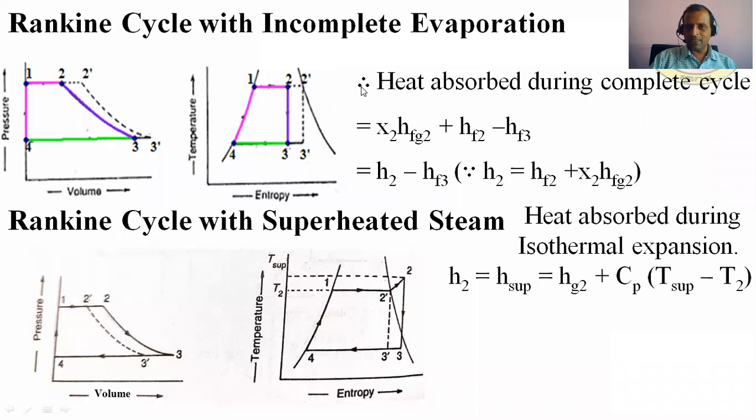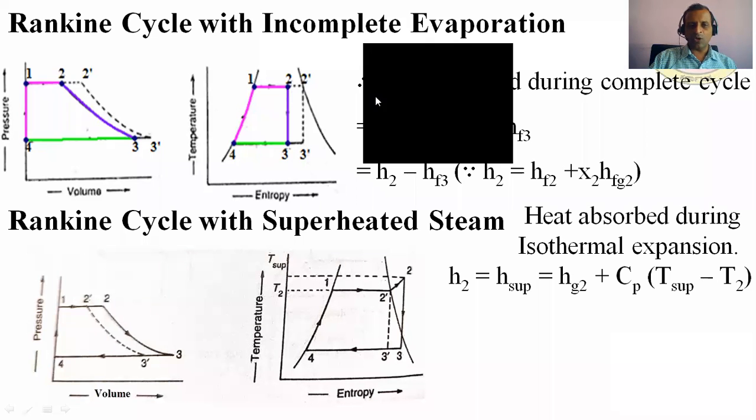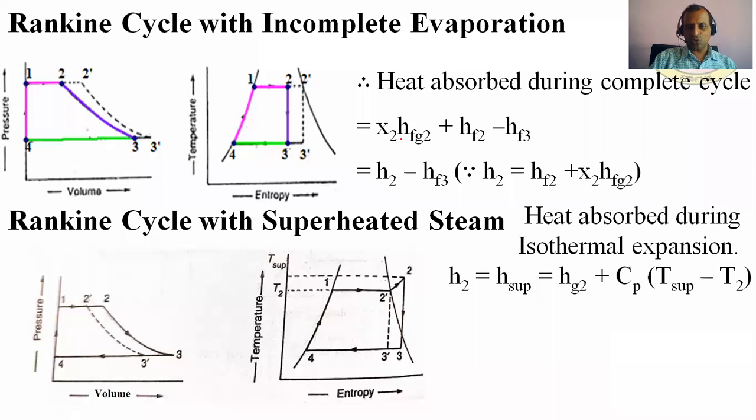But what we are saying in this topic is incomplete evaporation. It means that if evaporation is not total, it should come up to 2. So when it comes to 2, the heat absorbed during the complete cycle is x2 hfg2 plus hf2 minus hf3. So this is the heat absorbed during the complete cycle, right? Because at the point 2 it is wet steam.